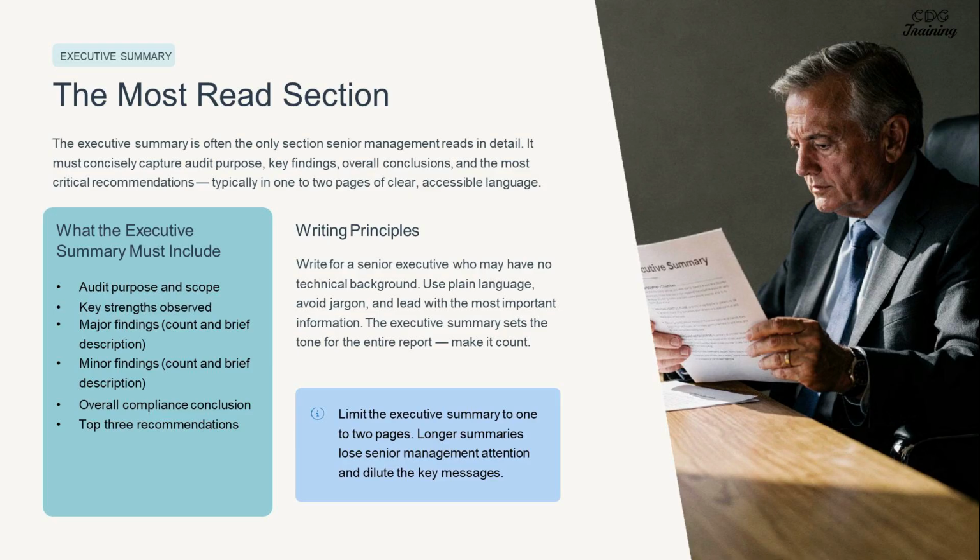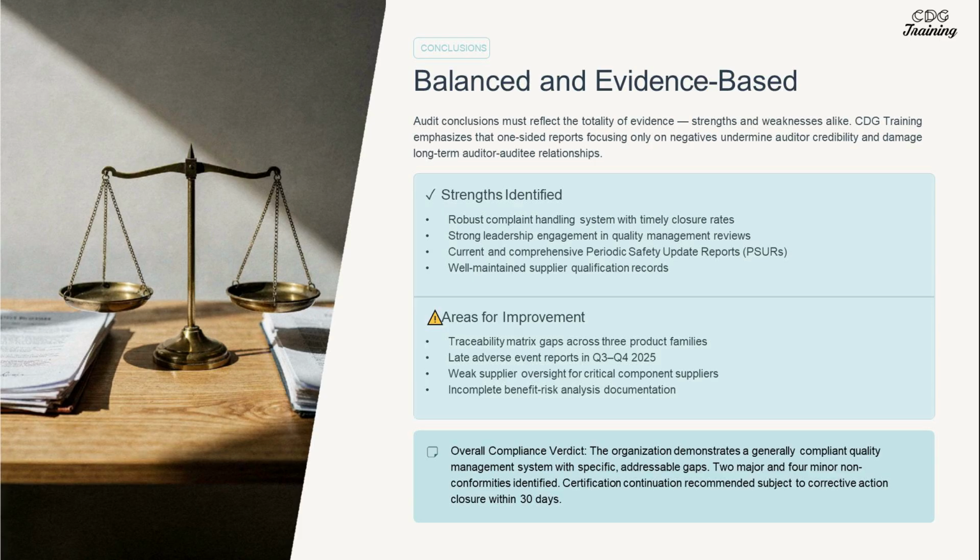The executive summary captures the audit's purpose, key findings, and recommendations in a concise format. It's often the only section senior management reads, so make it impactful and clear. Audit conclusions must reflect the totality of evidence, identifying strengths and areas for improvement. Balanced conclusions prevent undermining auditor credibility and support constructive feedback.